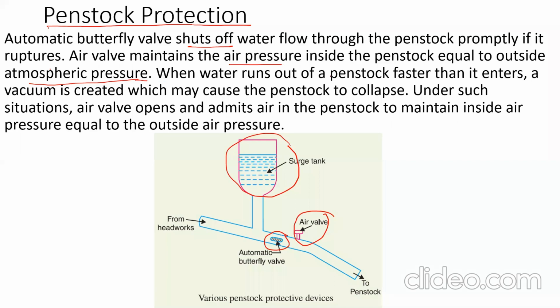When water runs out of the penstock faster than it enters, that is, when the output water flow is greater than the input water flow, then in that case what will happen? Vacuum is created, which may cause the penstock to collapse. Under such situations, the air valve opens and admits air into the penstock to maintain inside air pressure equal to outside air pressure.